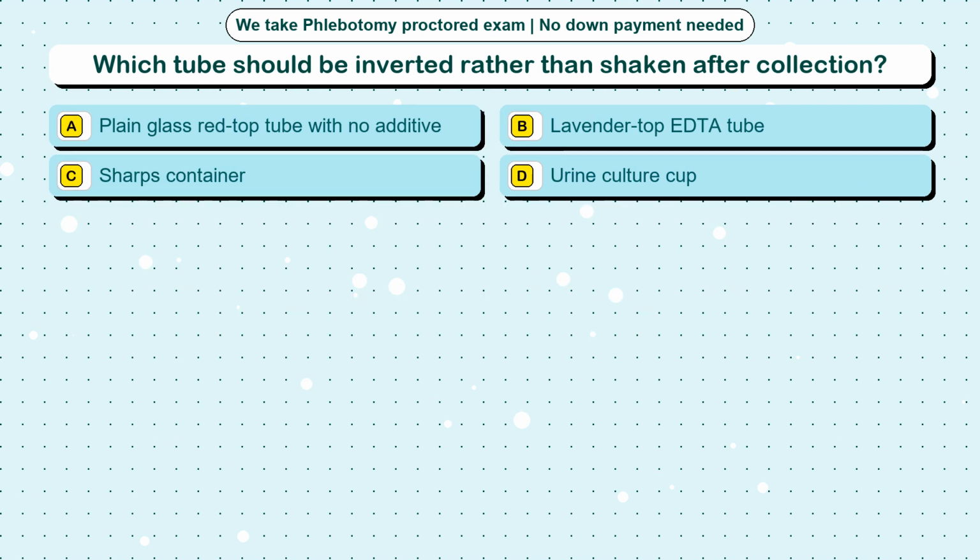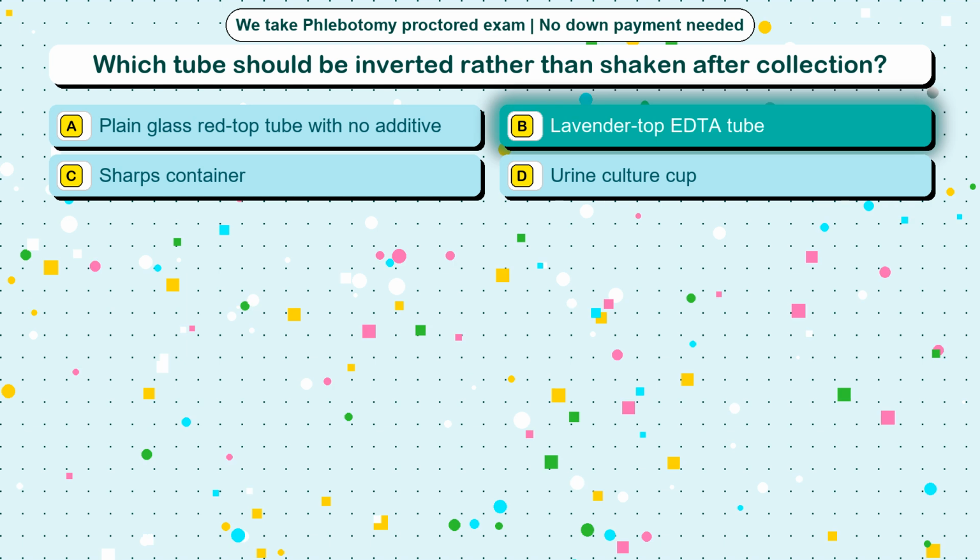Question 63. Which tube should be inverted rather than shaken after collection? Option A, plain glass red top tube with no additive. Option B, lavender top EDTA tube. Option C, Sharps container. Option D, urine culture cup. The correct answer is option B, lavender top EDTA tube.